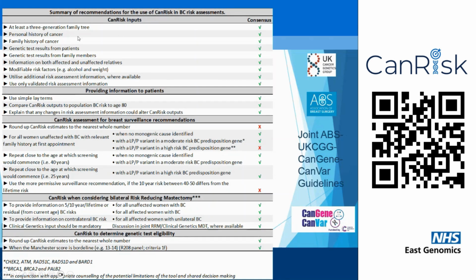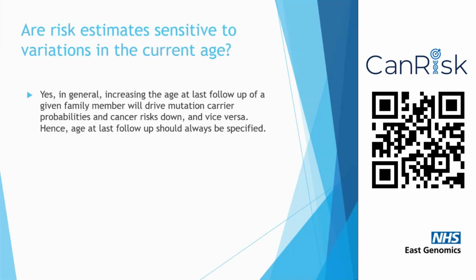Basically they're saying if you've got the information, try and put it in there, and anything you put in is going to be really helpful in making the estimates more accurate. When you're using the CanRisk estimates, most people seem to round up to the nearest whole number for breast surveillance, and also for genetic testing. So if your chance of finding a variant is 9.5%, they would round up to 10%, allowing you to offer testing. That's worth bearing in mind as well.